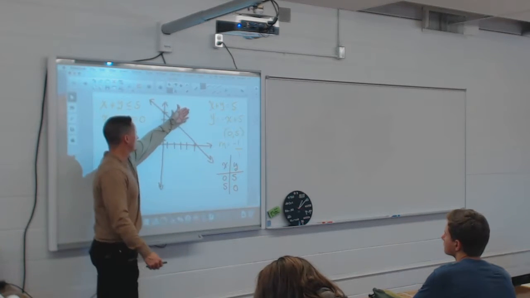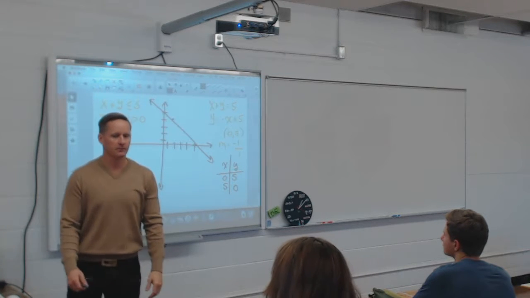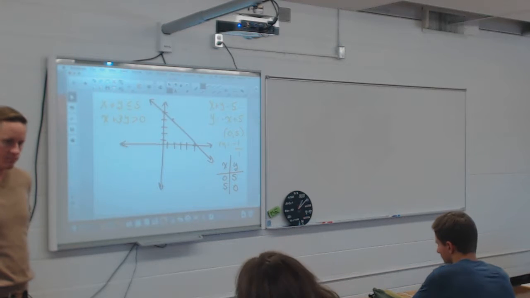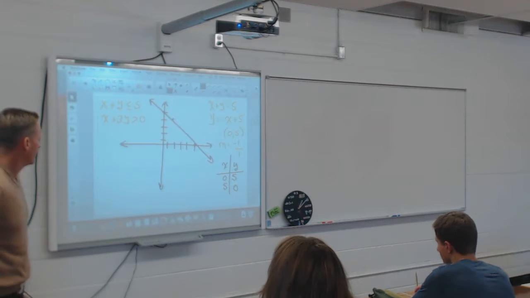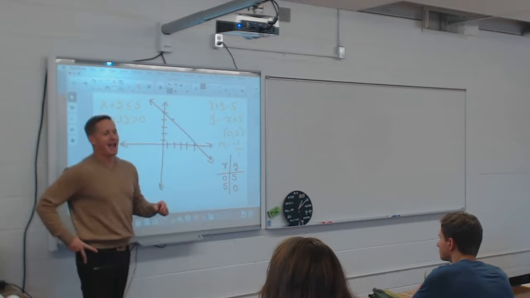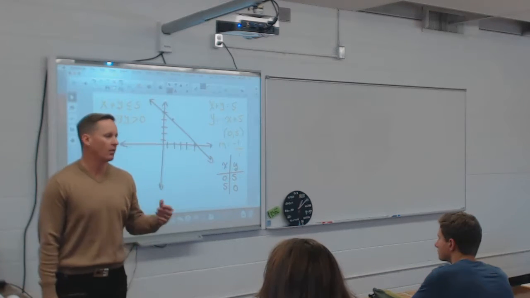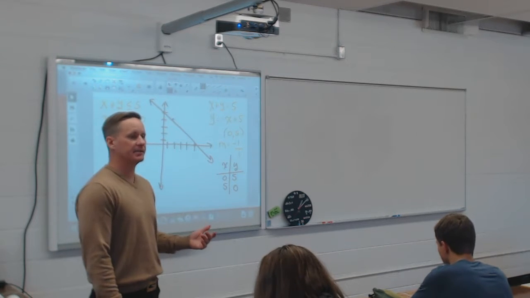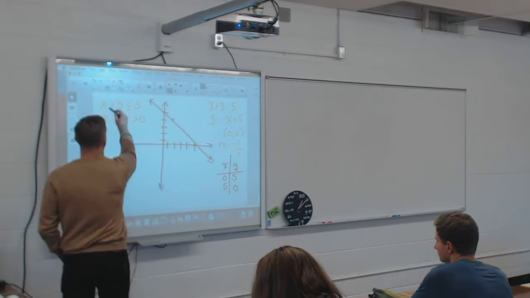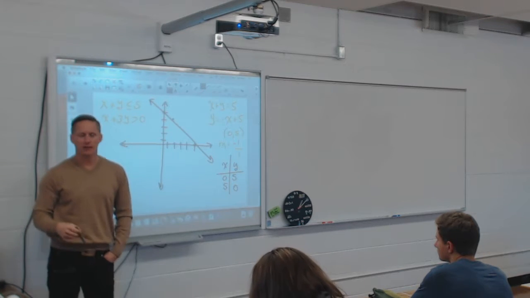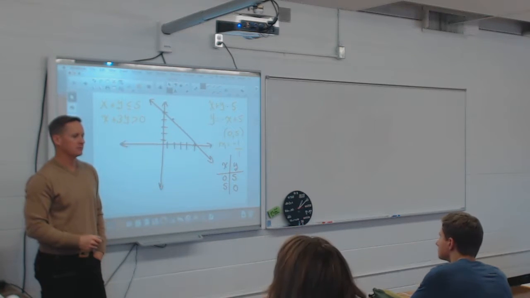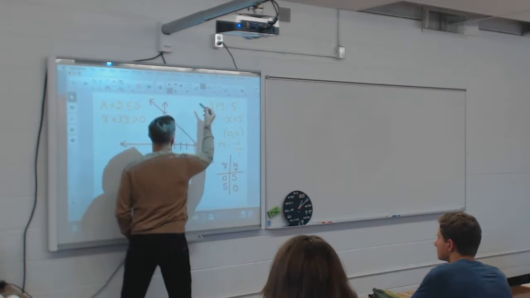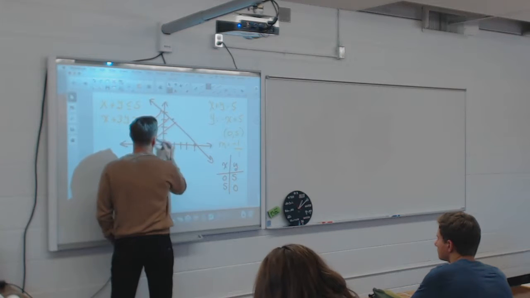So now the shading part. How do I determine whether I shade up here or down here? You pick a solution point and then figure out if it is within the solution or if it's not. You could pick any coordinate that you want. I pick 0 and 0 because the math is easy. So I put 0 in here and 0 in here. Is 0 less than or equal to 5? Yeah. So then that's a part of my solution, isn't it? So I'm going to shade down here.